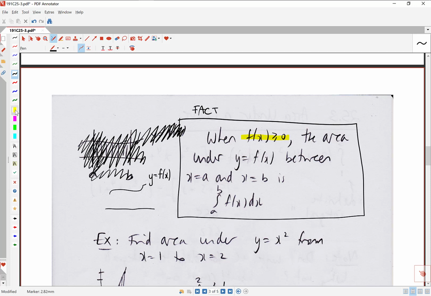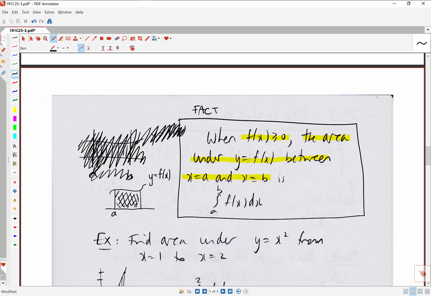Let's suppose we wanted to calculate the area under our function. And when we say the area under our function, we mean the area under the function and above the x-axis. So we're talking about this area here. Saying the area under y equal f of x is just a fast way of saying area between the function and the x-axis. Okay, and let's say that we want to do that just for a certain section of the x-axis. Let's say between x equal a and x equal b.